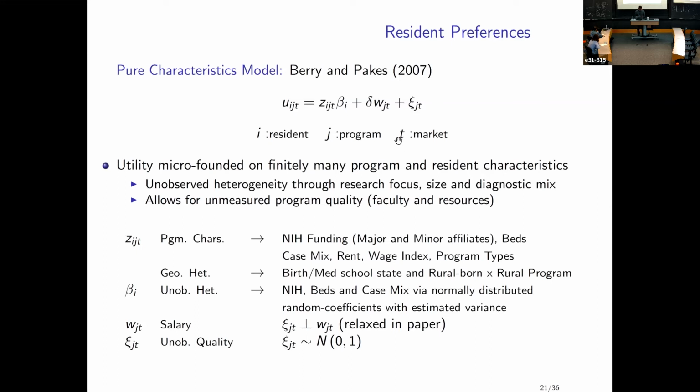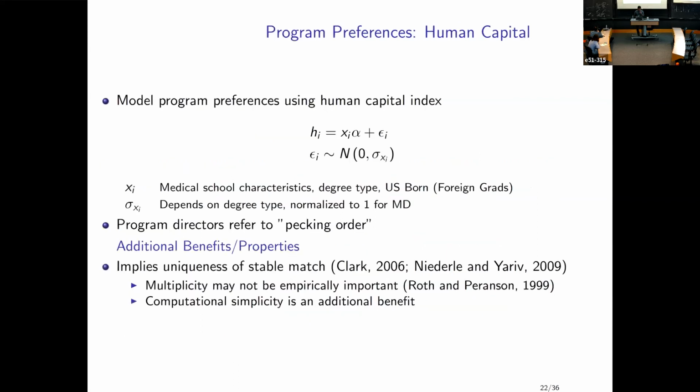Okay. And so there are some program characteristics that I worked on merging together to make this happen. The preferences of the programs over the residents are going to be limited, primarily because the data set has very limited characteristics of the residents. So there's going to be a vertical, homogeneous model where there's a human capital index H_i, and every program agrees that this is the best resident, etc. That's going to be X_i times alpha plus epsilon_i. Epsilon_i is going to be normally distributed.